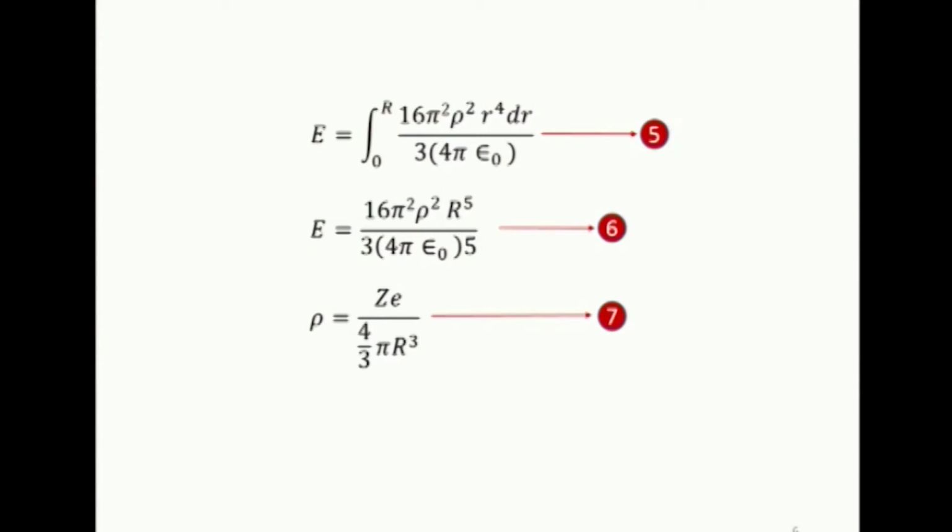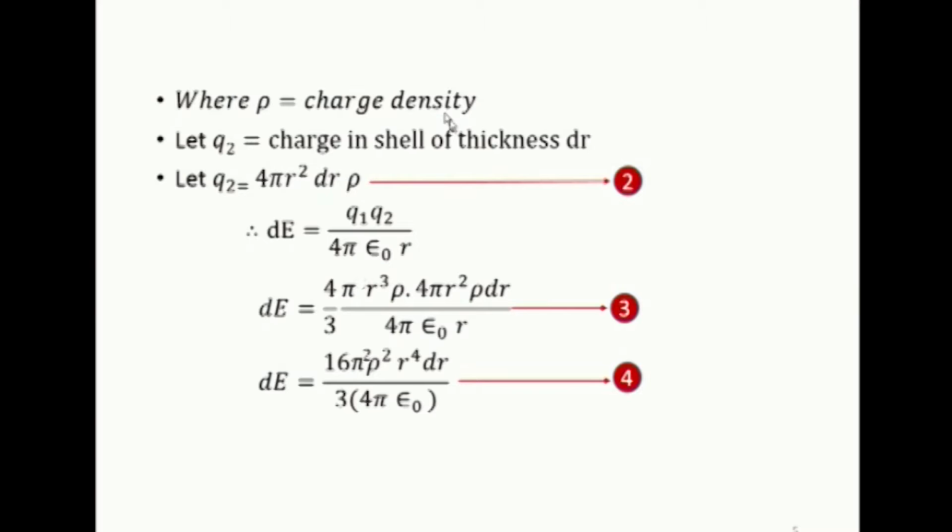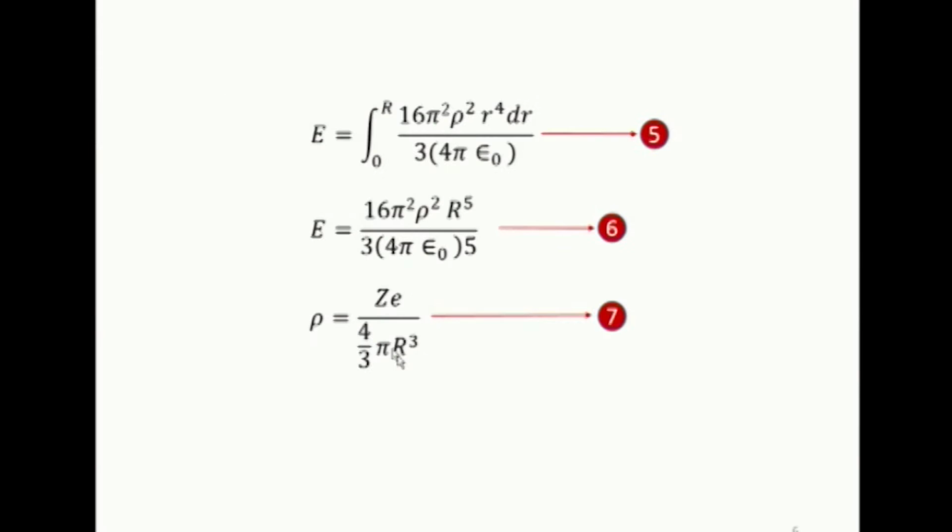So from 0 to R, and from the previous equation we have just substituted this one, from equation 4. We get 16 pi squared rho squared r to the power 4 dr by 3 into 4 pi epsilon 0. Now we are yet to integrate. We have to integrate this r to the power 4. All these other things are constant: 16 pi squared rho squared, 3, and 4 pi epsilon 0. So it is only the integral of r power 4 dr.